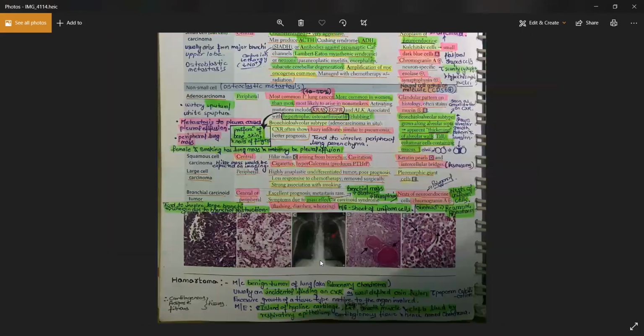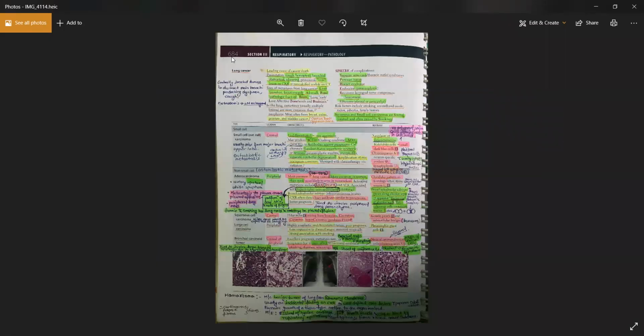Okay. So any doubt with lung cancer? Can you show the giant cell? I have to search. Just give me a second. Let me show you a proper histology.